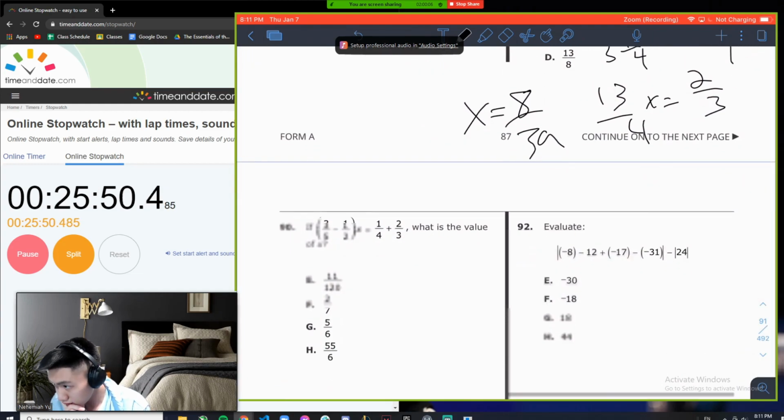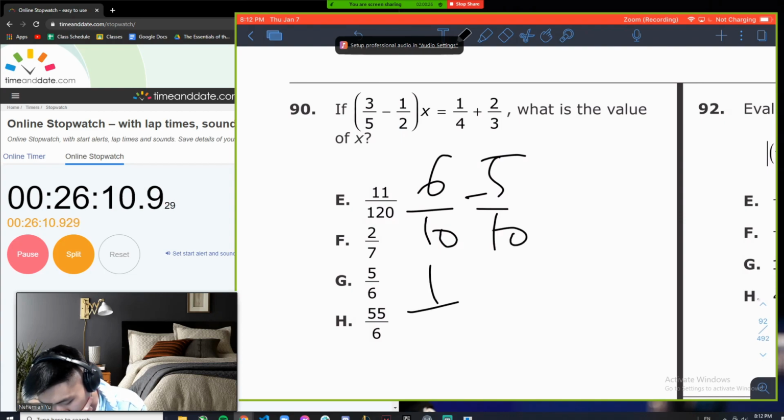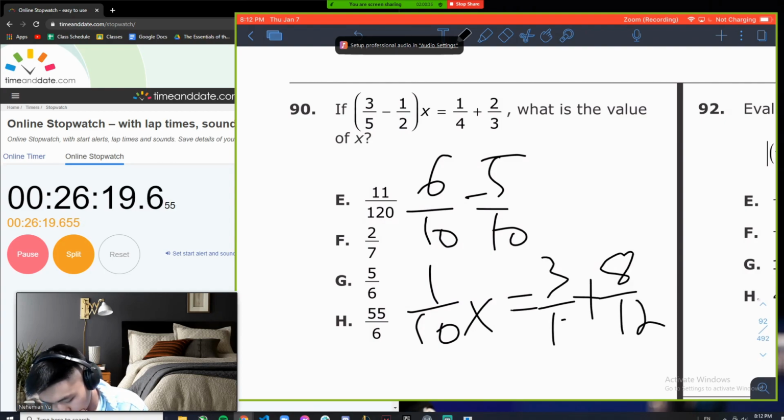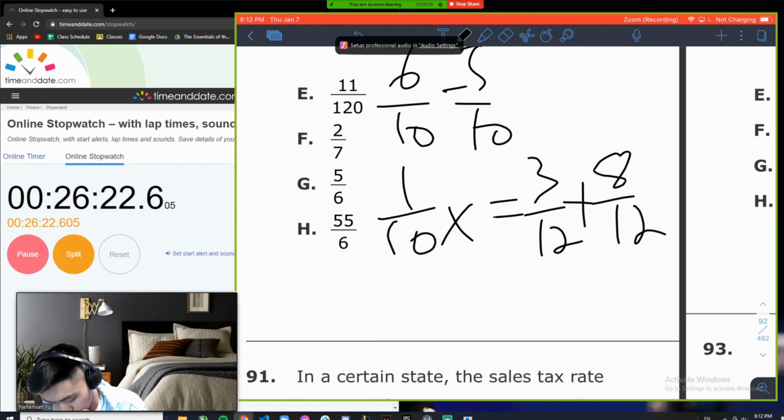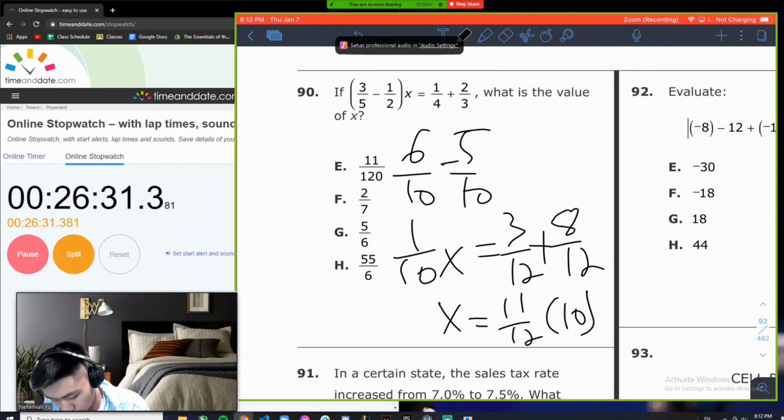Nice. There's the value of x. I don't really see. I think you just multiply it out. I don't know what else to do. So it's 1/10 x equals 8 over 12 plus 3 over 12. So it's x equals 11 over 12 times 10. So 1/10 over 12. 1/10 over 12 is also 55 over 6.